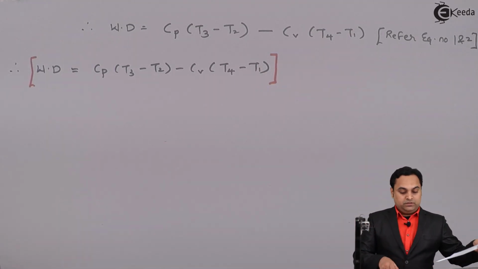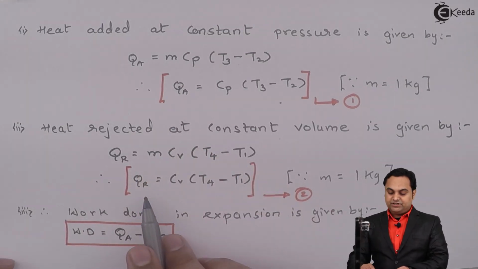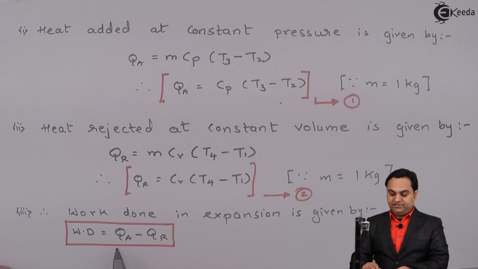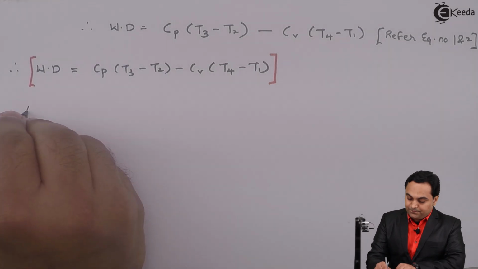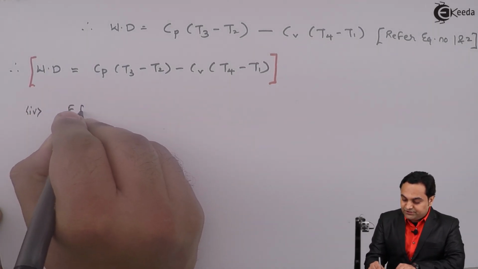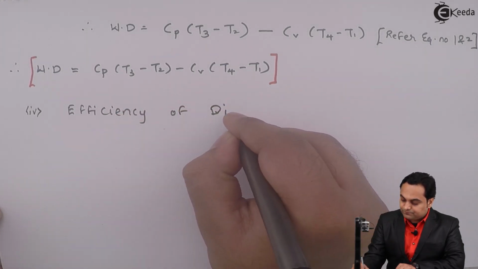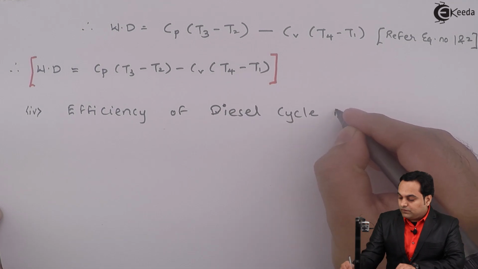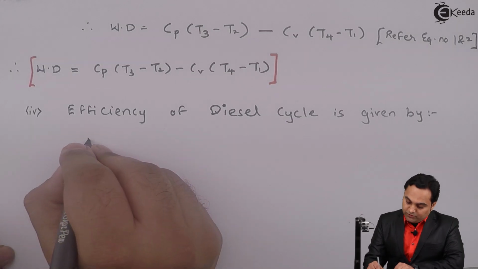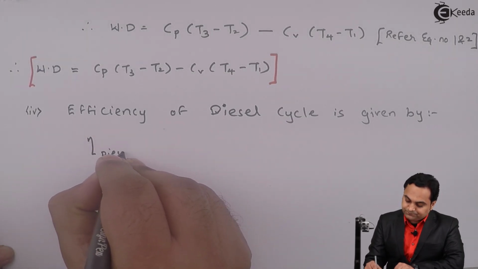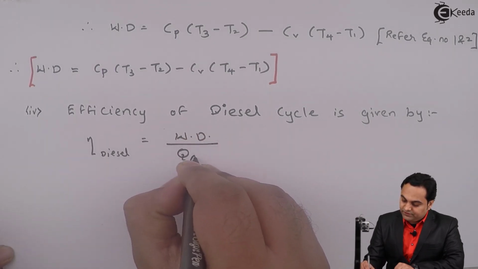Now after we have reached from heat added at constant pressure, heat rejected at constant volume, then work done, which is heat added minus heat rejected. Now I will write the formula for efficiency. I'll write down the efficiency of the diesel cycle is given by, the general formula of efficiency will be work done upon heat supplied, that is the heat added.